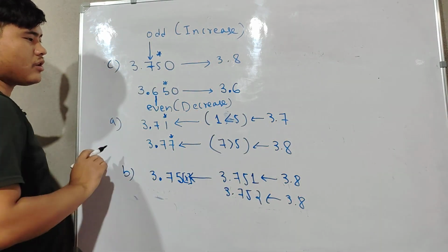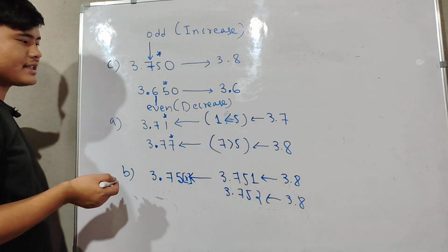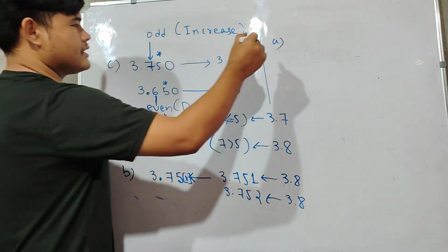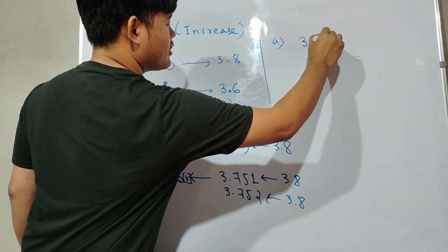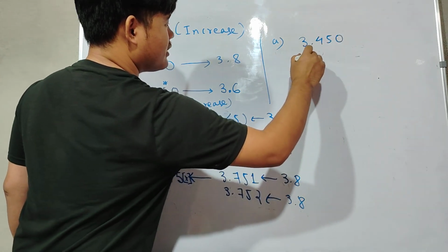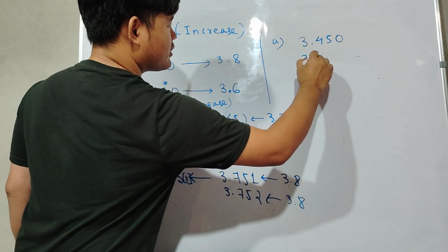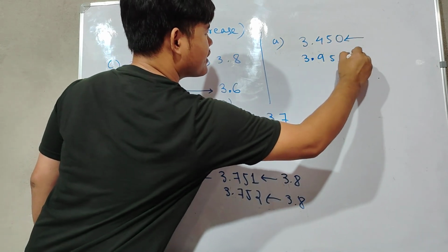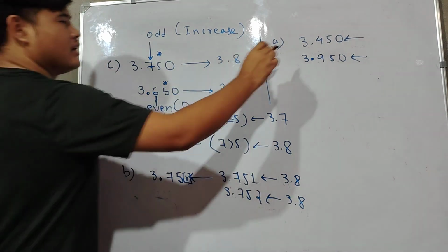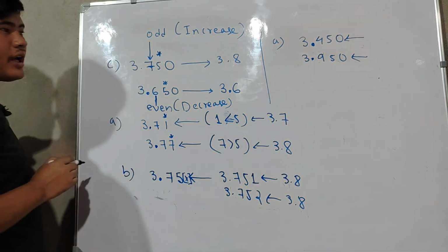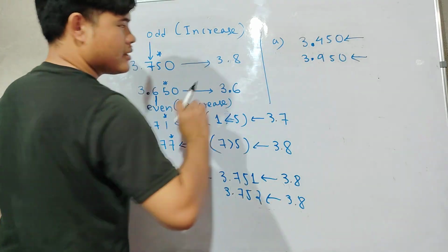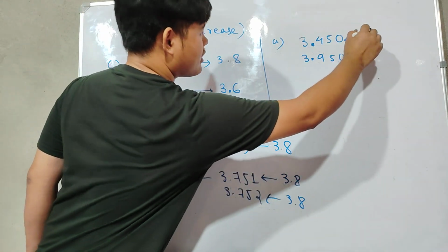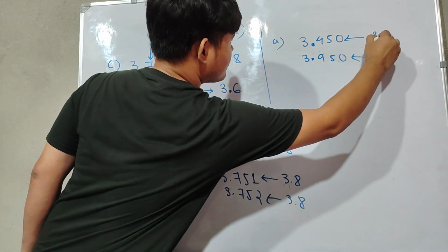So this is all about the rounding of the figures. You do it, tell me the answer. What will be the answer here, 3.450 and then 3.950? Before 5, what do you have? 4. 4 means even, right? Even means it will decrease, so it will be 3.4 only.